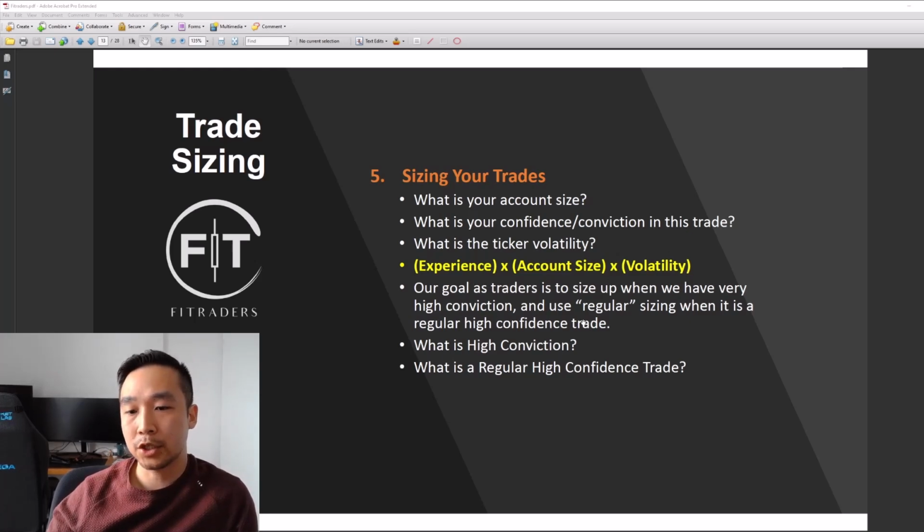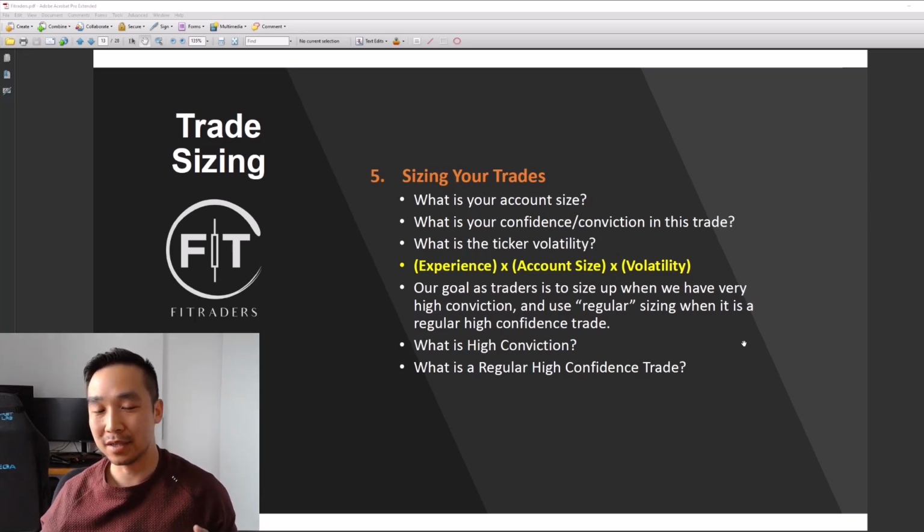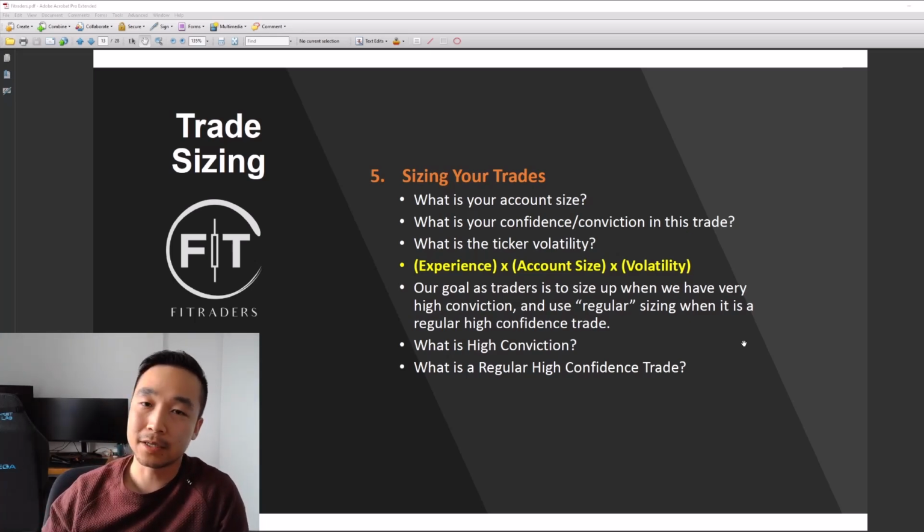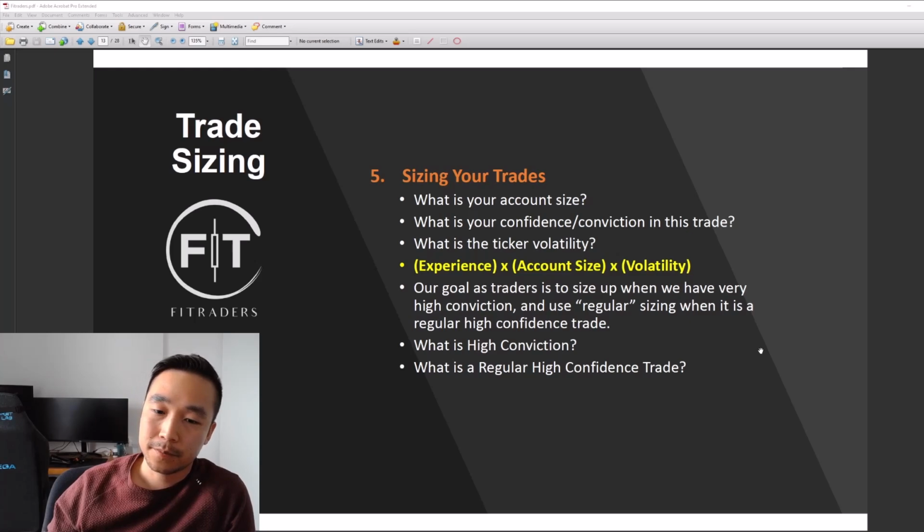So our goal as a trader is to size up when we have very high conviction. We use regular sizing when it's just a regular confidence trade, and that will depend on your experience. It's to understand what is a high conviction trade and what isn't, and how to size appropriately. And here I've got two questions. You've got to ask yourself, what is a high conviction trade?